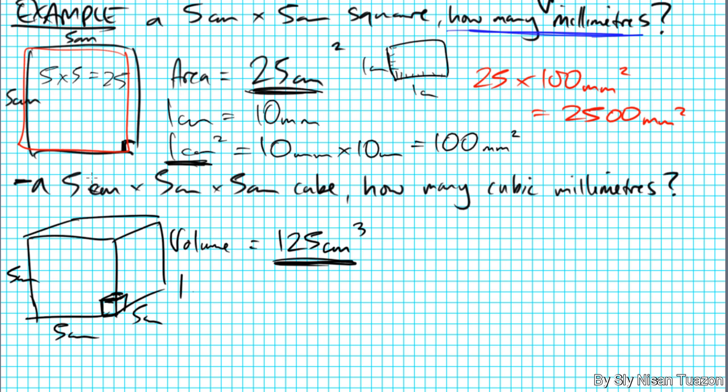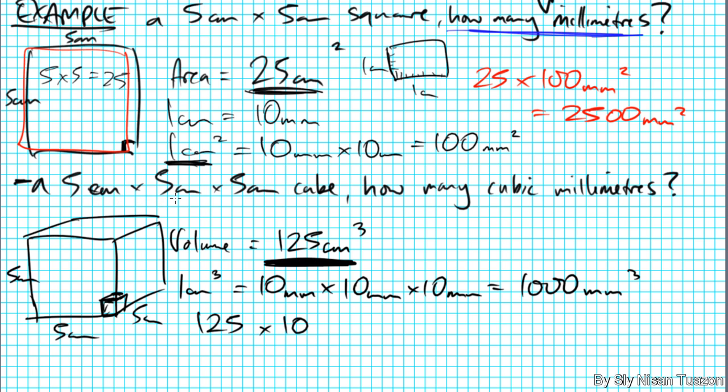So 1 cubic centimeter is 10 mils by 10 mils by 10 mil. So it's going to be 1,000 cubic millimeters in that little box there. And there's 125 of those in the whole box. So if I wanted to convert this 125 cubic centimeters to millimeters, it's going to be 125 of those things times by 1,000. So that is going to be 125,000 cubic millimeters in that big box there.